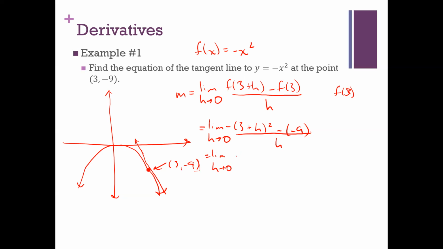So I'm going to go ahead and expand this. I'm going to get negative 9 minus 6h minus h squared plus 9 all over h. What are we noticing? Something very convenient happened. What's that? I can't divide by h yet, but I am allowed to now. But what was the convenient thing that happened that allows me to do that?